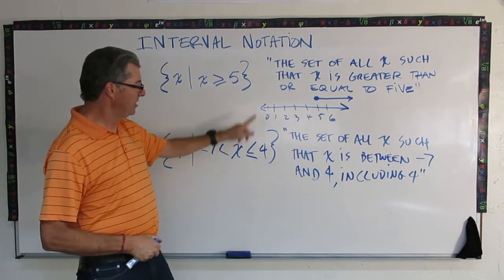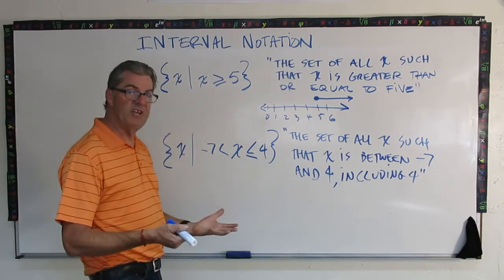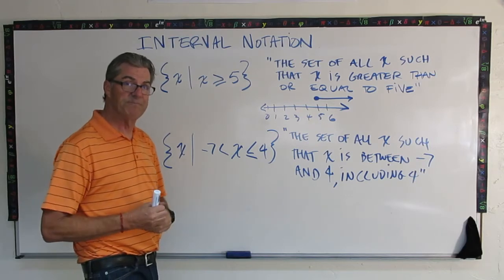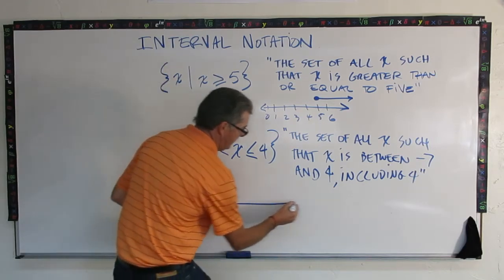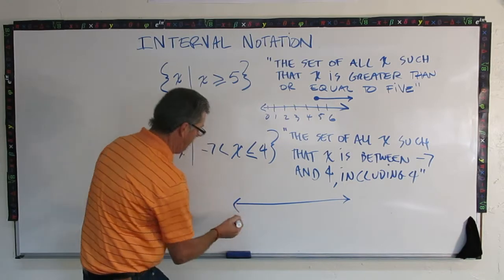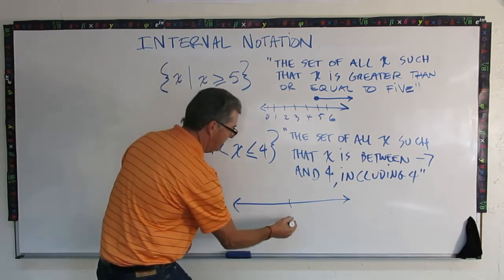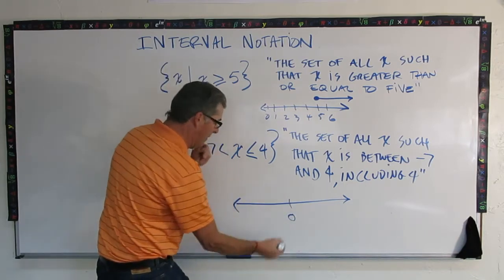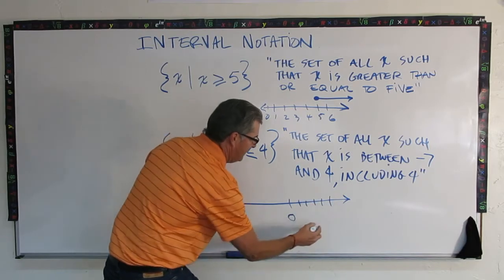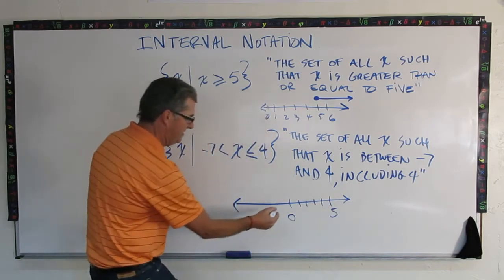Okay, let's take a look at the number line for this one. If you want to pause the video right now and see if you can generate that, great. Let's take a peek. -7 and 4. There's my 0. There's a 5.